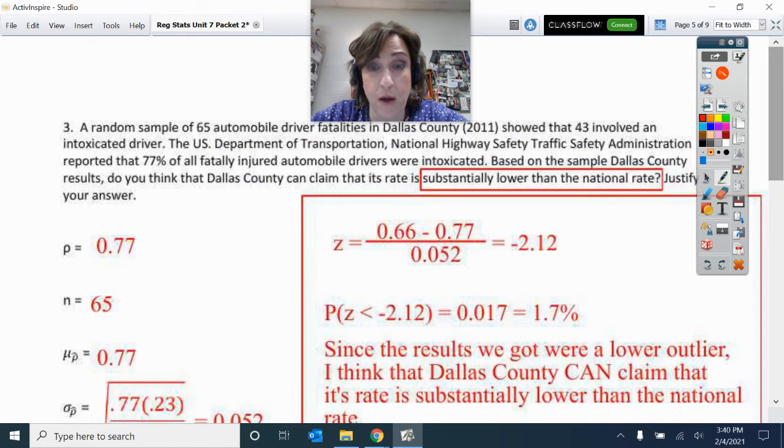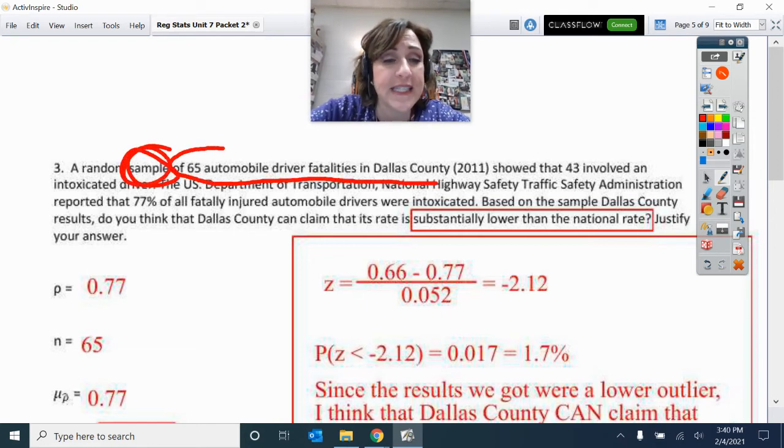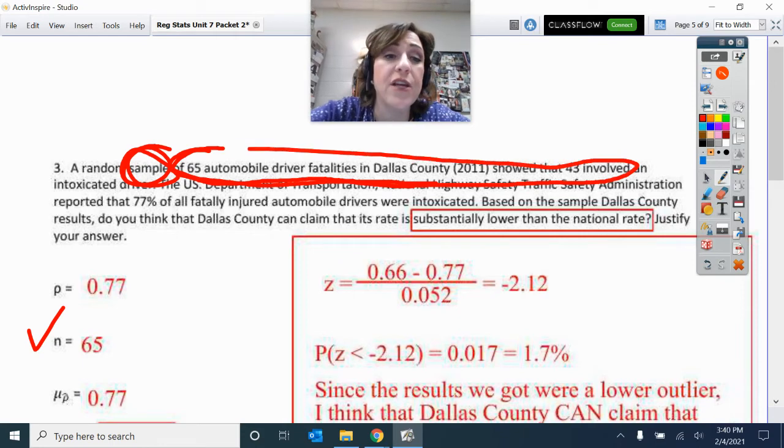All right. Next, here we have a random sample. This is a very interesting problem because this one forces you to really pay attention to the context of this problem. You cannot just skim for answers anymore. So this problem doesn't even give you the claimed value first. It says we have a random sample of 65, so therefore n is 65, from Dallas County, and 43 of them.